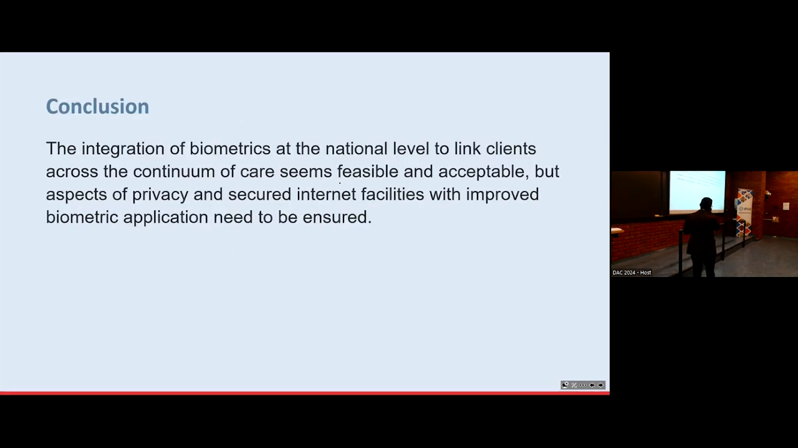In conclusion, the biometric integration at community level is feasible and can be scaled up at national level, considering secured, uninterrupted internet connection and ensuring a secure place for conducting the fingerprinting at the community.